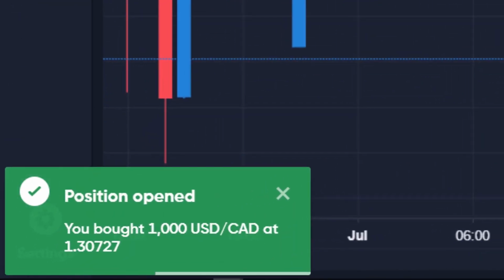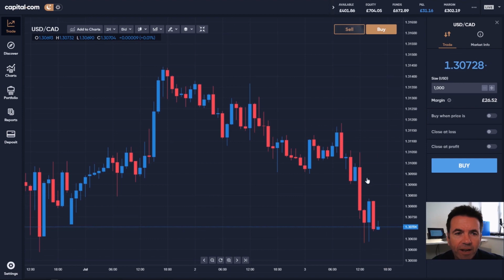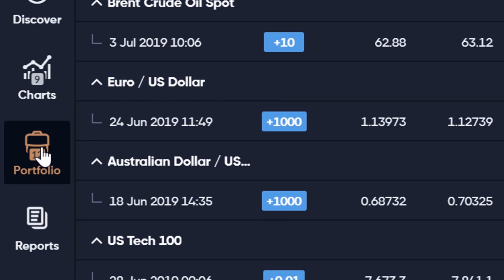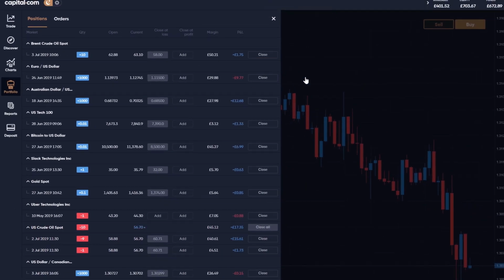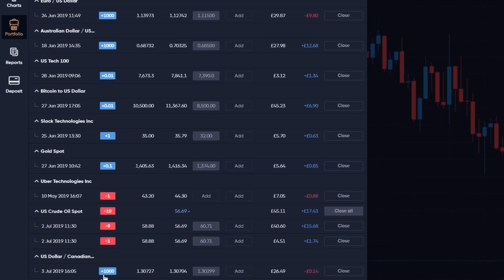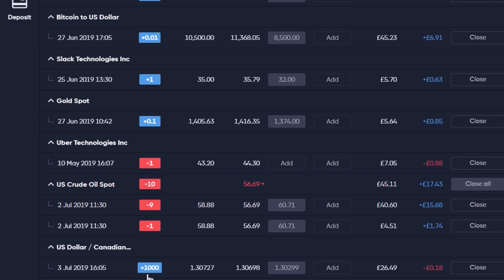And you can see the confirmation has come there at the bottom left of the screen. Now, if I go to portfolio on the left-hand side, I've got quite a few trades running in here from before. If we click on portfolio, here you can see all the trades that are running on my account from other videos that we've done in this series and other market commentary videos. Down here, right at the bottom, this is the latest one I just did, buying 1,000 US dollar, Canadian dollar. The trade was done at 130.72. The market's currently trading around about 130.70. My stop loss is in. My margin, I've got £26.49 tied up, and there is my running loss at the moment.